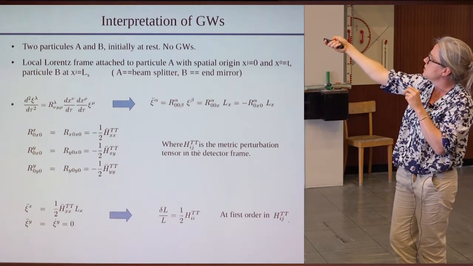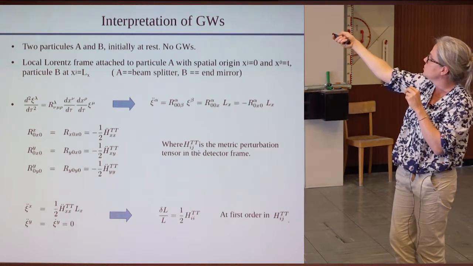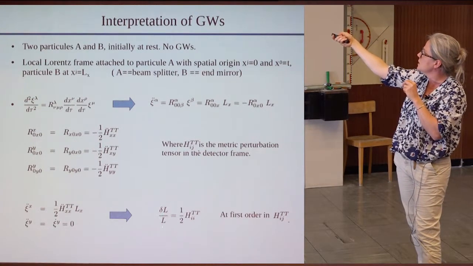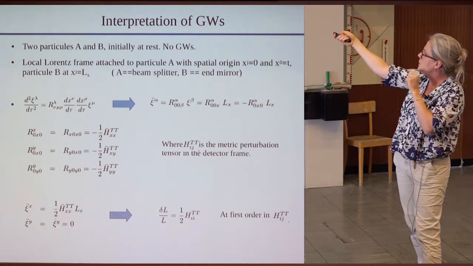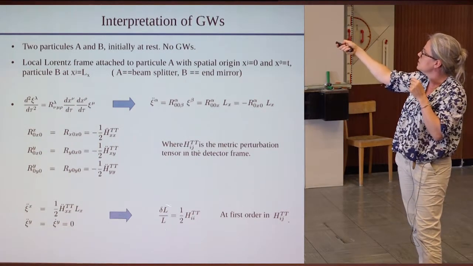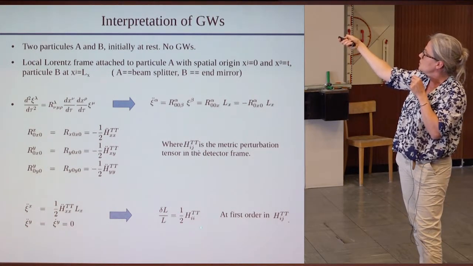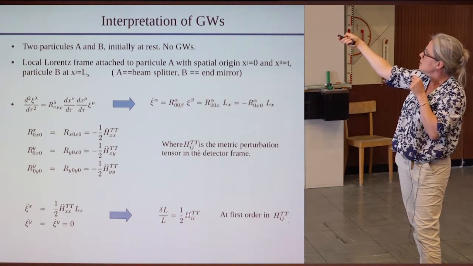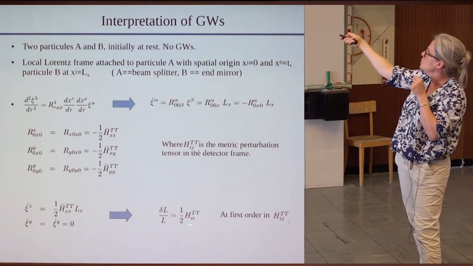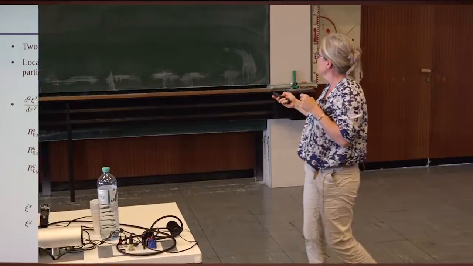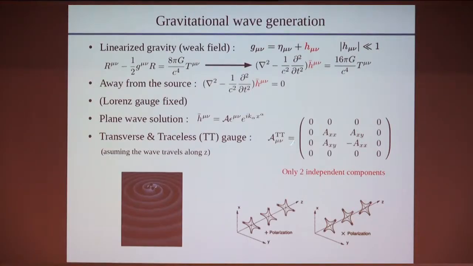So you just need to integrate twice, and you obtain this famous formula that tells you that the relative change of distance between the two points is proportional to the metric perturbation. That means h, being the amplitude of the metric perturbation, is the gravitational wave. And this is what we are using.